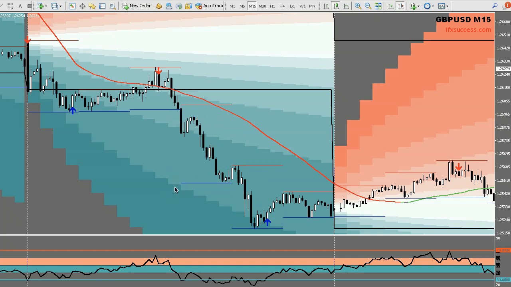You want to move on to another pair and see what other pair has to offer, what's inside yesterday's high and low.